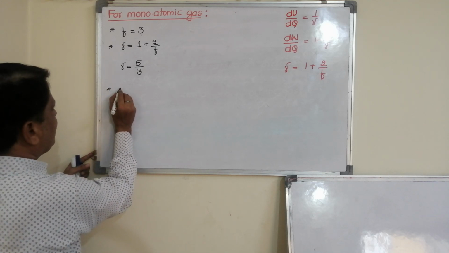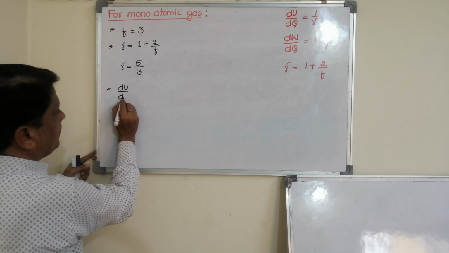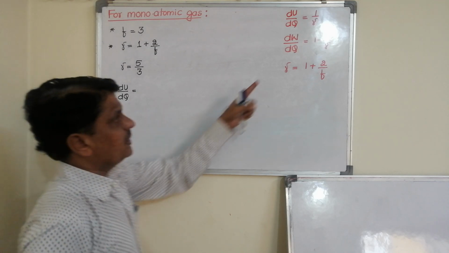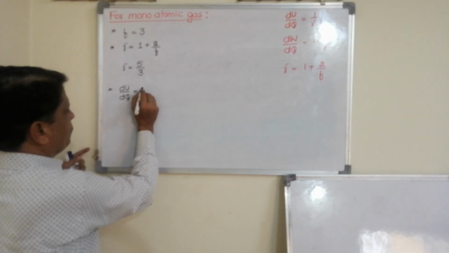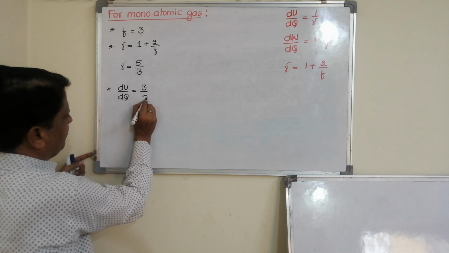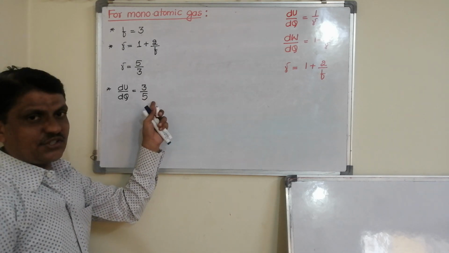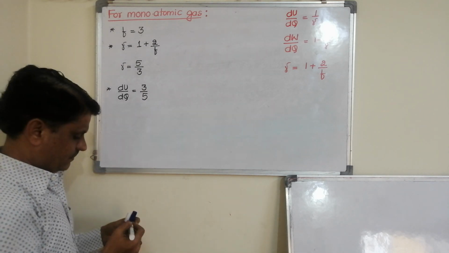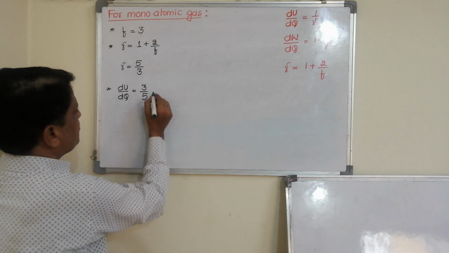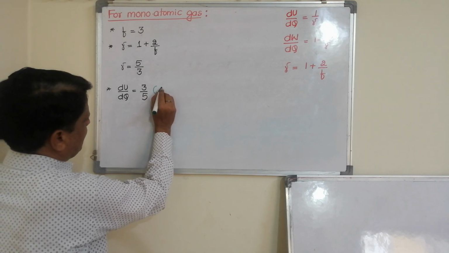Then next, dU by dQ. You know dU by dQ is nothing but 1 by gamma. 1 by gamma means reciprocal of this. That is 3 by 5. If you want to write in percentage, it will be 60%. So you can mention this as 60%. In bracket, I can say it is 60%.